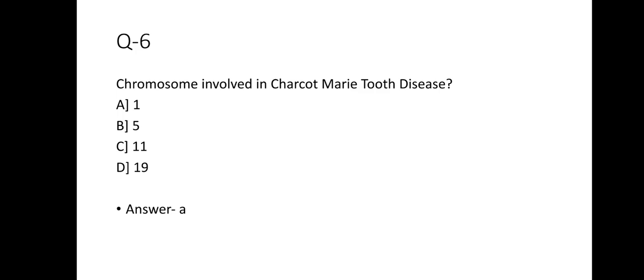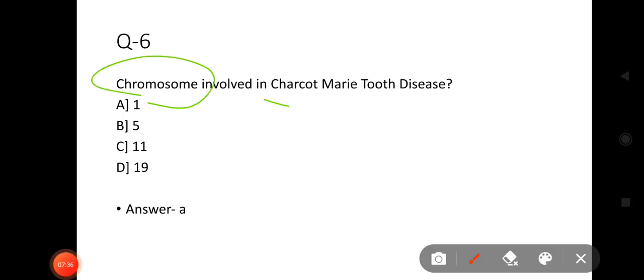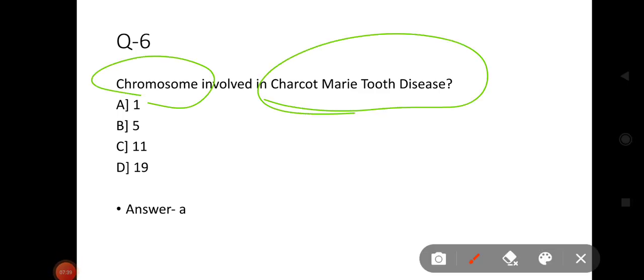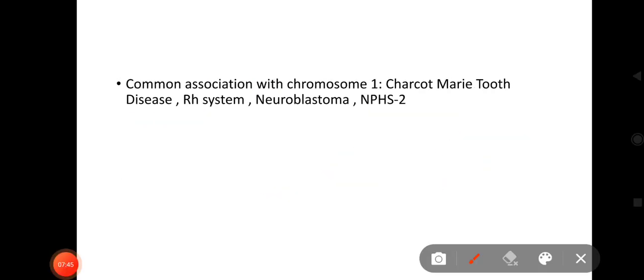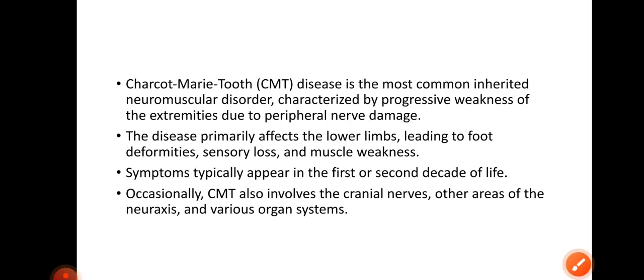Okay, now next is the chromosome involved in Charcot-Marie-Tooth disease. Which chromosome is involved? Chromosome number 1 is involved in CMT. Remember this one. A few of the common associations of chromosome 1 are CMT, Rh system, neuroblastoma and NPHS2. So these are a few common associations of chromosome number 1.